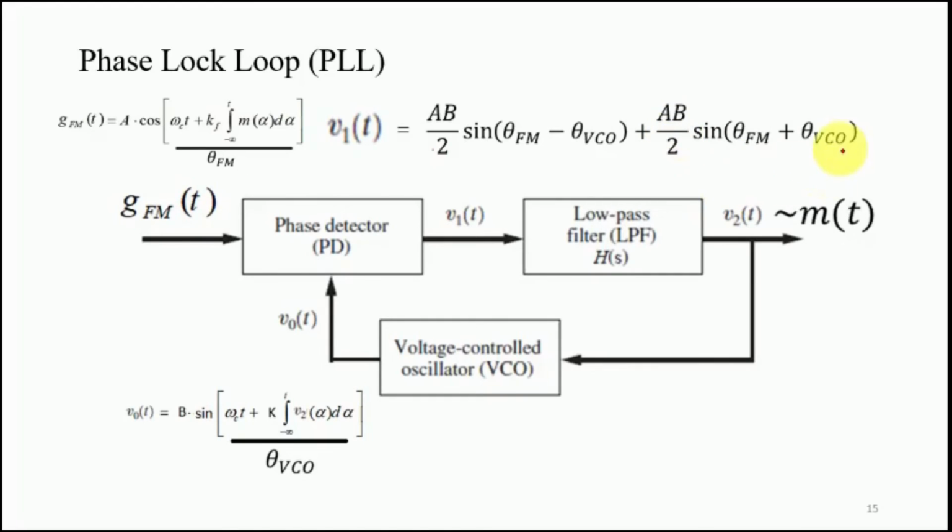So in the second term, what we would have is 2 omega_c t, one from here and one from the VCO. That is 2 omega_c t plus Kf and the integration of the message signal added with K and the integration of the output of the low pass filter. So this is a high frequency term. So by using a low pass filter, we can reject the high frequency content and we would simply have a low frequency content. So that would be our v2 of t.